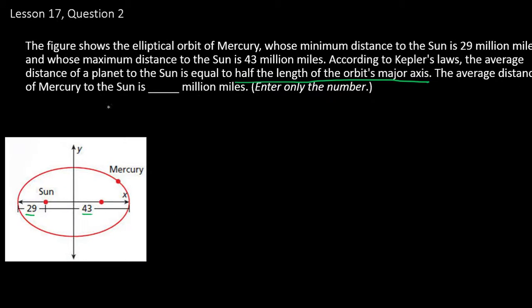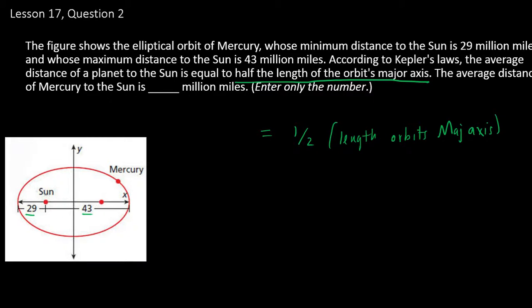I'm asked to find the average distance of Mercury to the Sun, and I'm told that the average distance of a planet to the Sun is equal to half the length of the orbit's major axis. So if I can find the length of the orbit's major axis and then just take half of it, that will tell me the average distance of Mercury to the Sun.